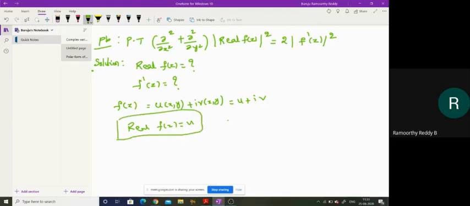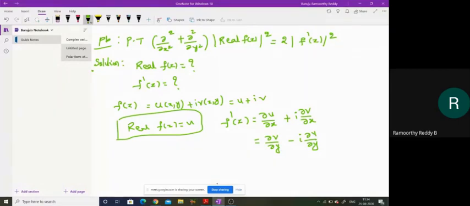Next term you need is f dash of z. It is dependent on two variables, either with respect to x or with respect to y. If we take with respect to x, dou u by dou x plus i times dou v by dou x, so this is your derivative f dash of z. Then we have the Cauchy-Riemann equations: dou u by dou x is equal to dou v by dou y, and dou v by dou x is equal to minus dou u by dou y. It is clear.